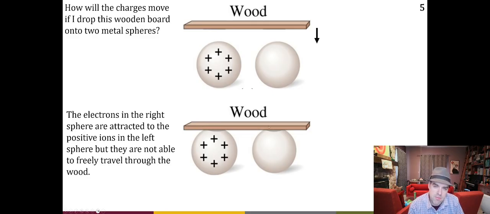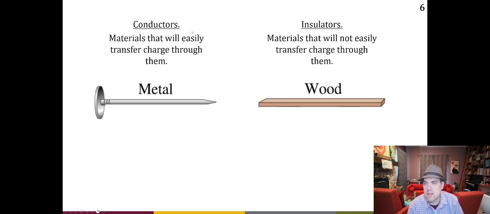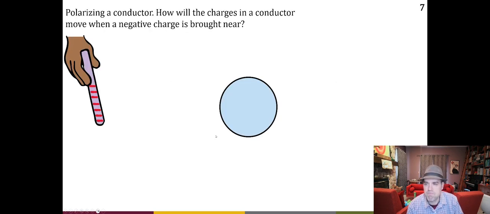So we're going to have two types of material that we're going to talk about in this class. Conductors, which are metals, materials that can easily transfer charge through them, and insulators like wood or plastic, materials that will not easily transfer charge through them. Now, there is a class in between called semiconductors that are not really good insulators and not really good conductors. We're not really going to talk about those in this class today. We're just going to deal with conductors and insulators, okay?